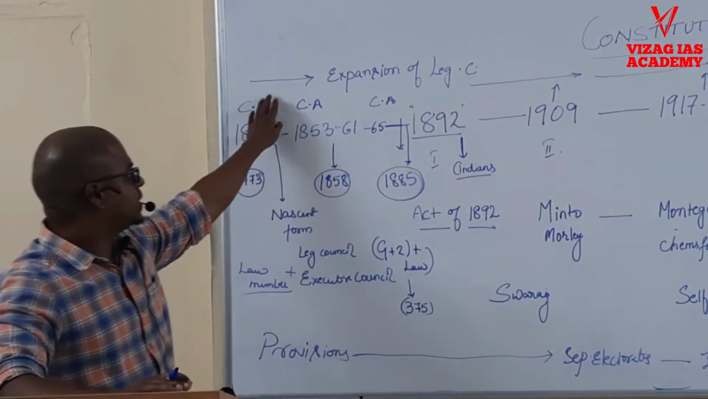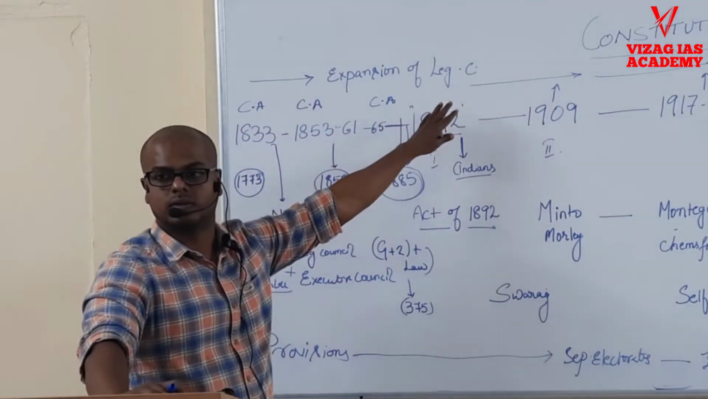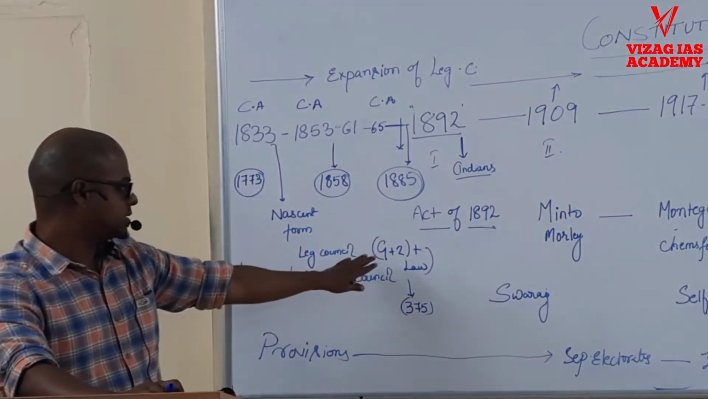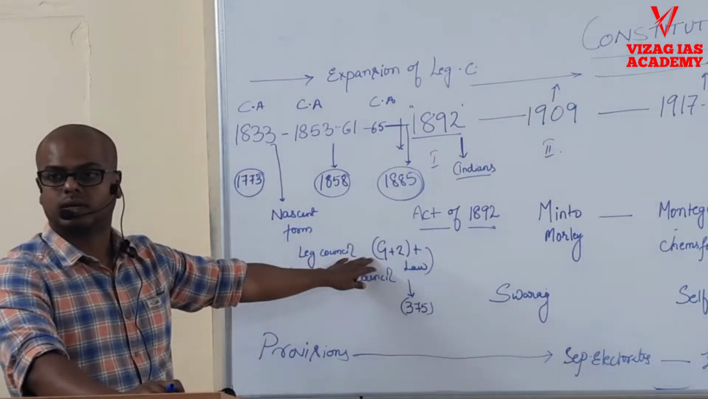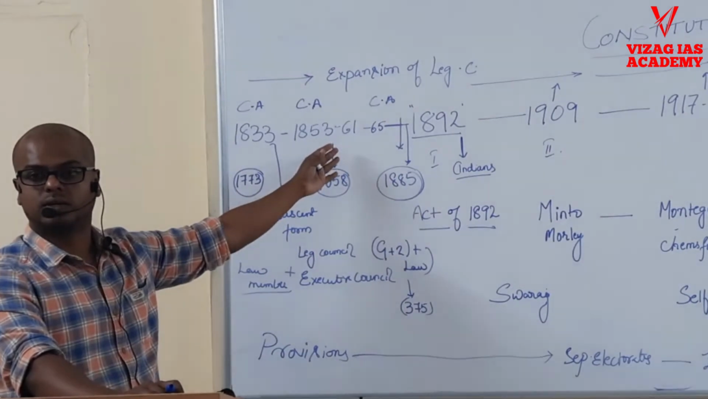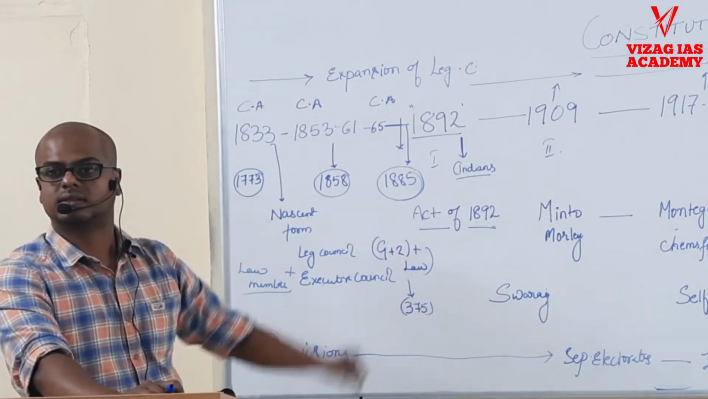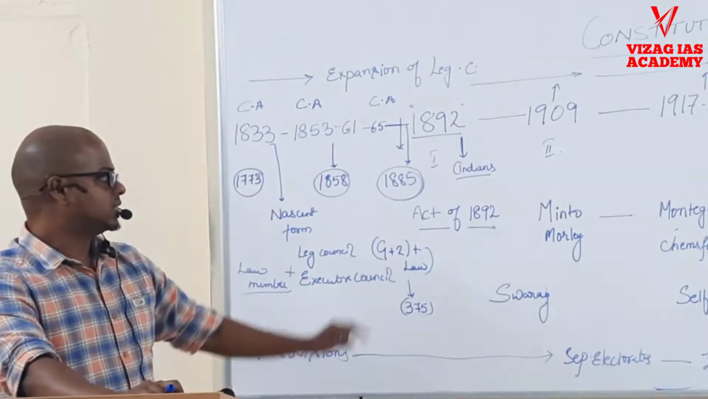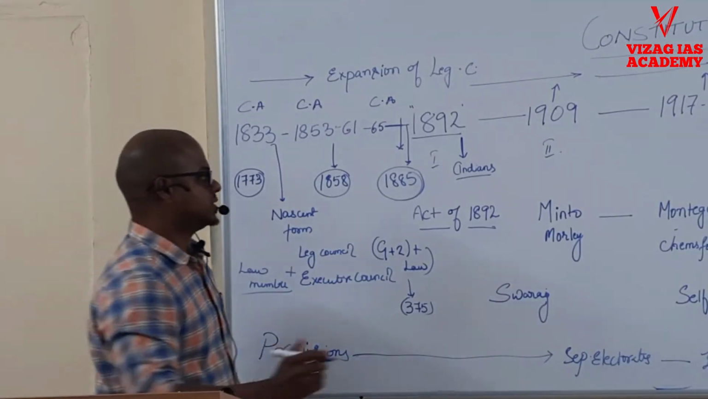Another line of development is this expansion of legislative councils: how it has grown from a couple of members to 375 members, at what time Indians have entered into it, and the gradual increase in the number of Indians. These Indians are always called non-official members.